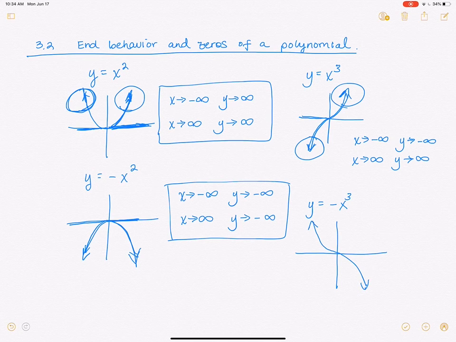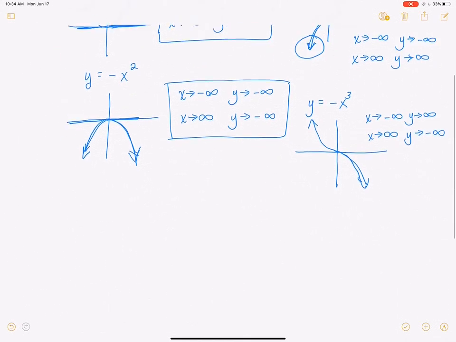All right, so now as x goes to negative infinity, y is going to positive infinity. As x goes to positive infinity, y is going to negative infinity. This is going to be key to figure out all the end behavior of any polynomial. And really, if you know these two functions, you're pretty much going to be good to go with anything else. And I'm going to show you why.